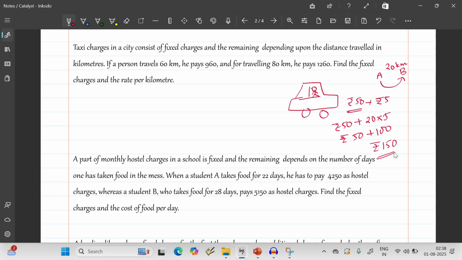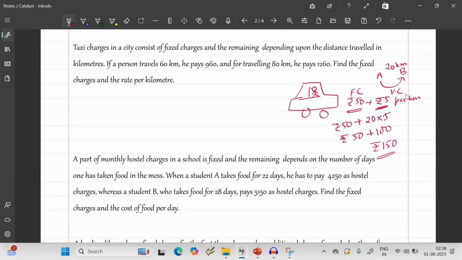Got it? So here, this 50 rupees that you pay irrespective of the distance that you have traveled, which is fixed, is called the fixed charge. And this number that you pay per kilometer, which varies according to the kilometers you have traveled, is called the variable charge. Very simple. Fixed charge will not change. Variable charge, the value will depend upon how many kilometers you have traveled. Now keeping this in mind, see the question that is in front of you.